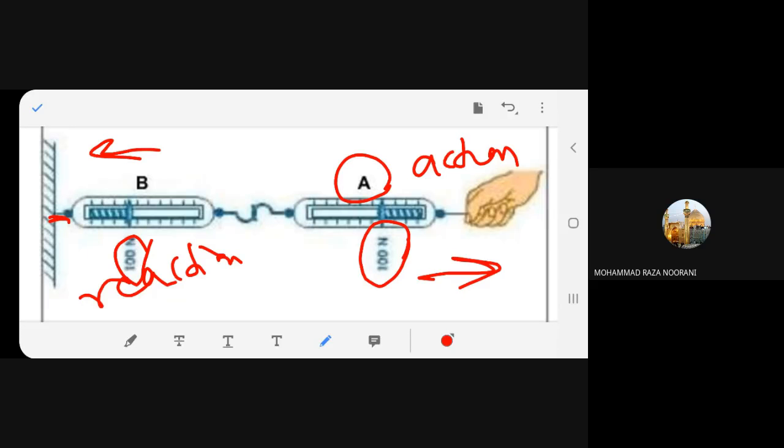Because it is stuck to the wall. So the wall is pulling the spring balance towards itself, isn't it? It doesn't matter that we are pulling the spring balance, the wall is also pulling it. It's not letting it go. So the reaction is in the opposite direction.